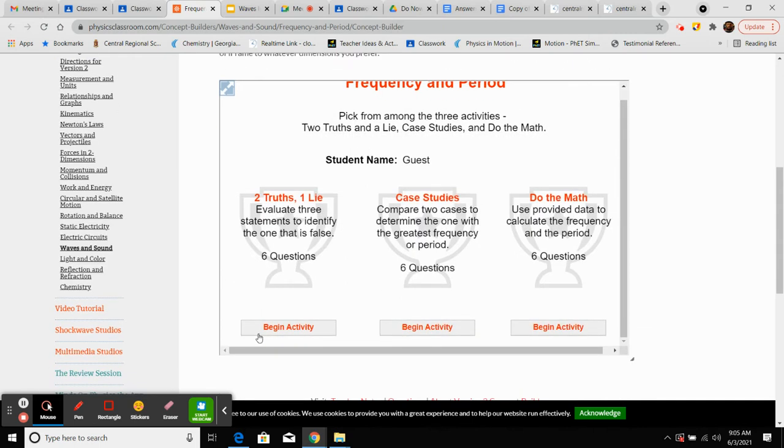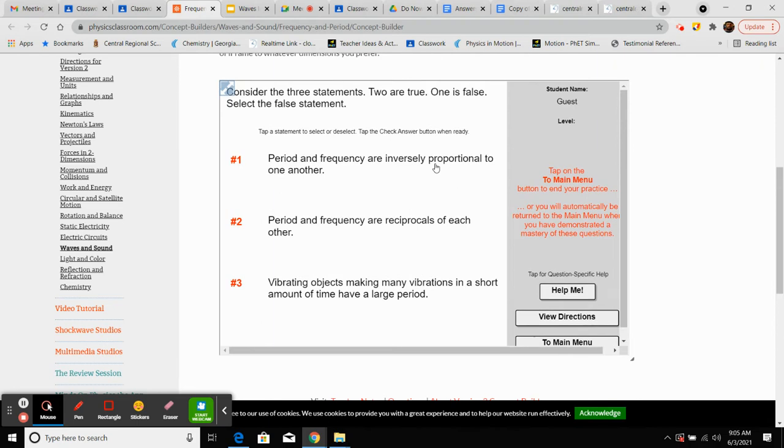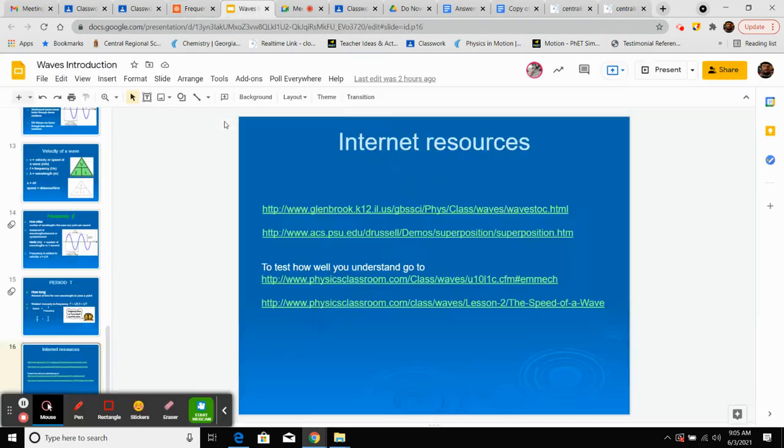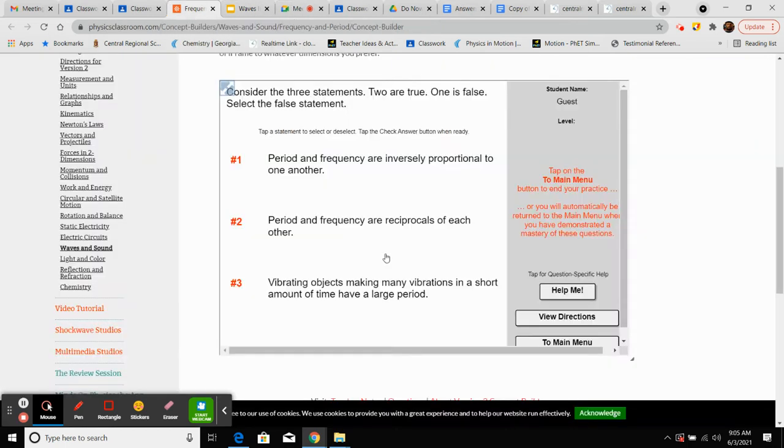Okay, two truths and a lie. I love that game. Here we're working with frequency and period. Period and frequency are inversely proportional to one another. Is that true or false? They are related inversely, they are inverse to one another, so that's true. Period and frequency are reciprocals. That's basically saying the inverse.